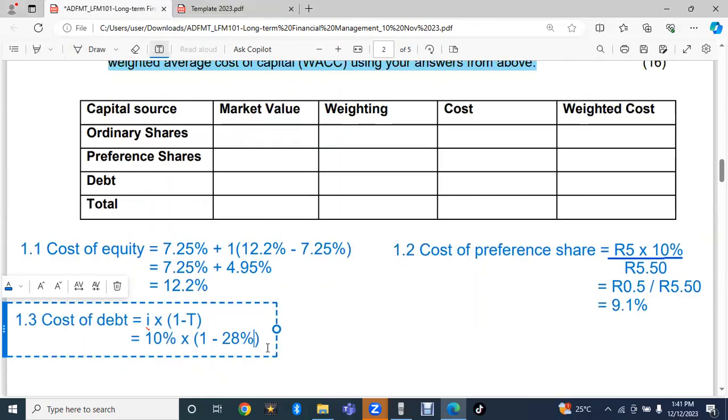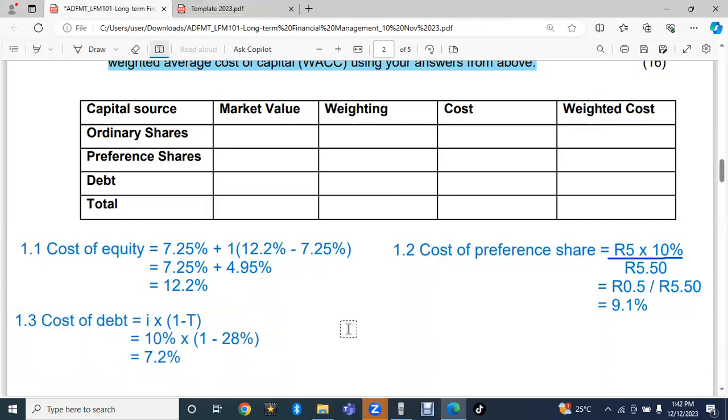Now it's simple. You just punch this in your calculator as it is, and remember to multiply by 100 so that you get the rate or the percentage. So in my calculator, I'm getting 7.2%. So now we are done with 1.1, 1.2, and 1.3.